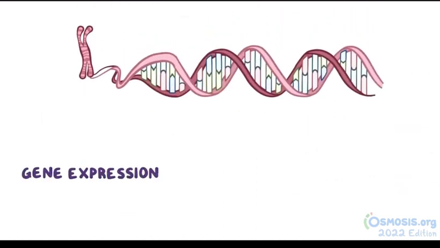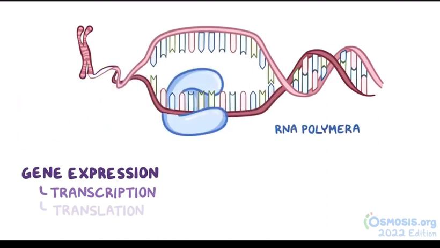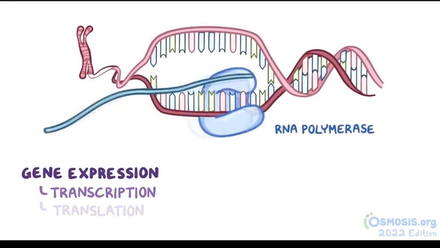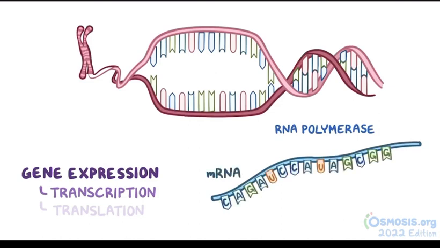Gene expression, on the other hand, is the process of decoding the information stored in the DNA in order for the cell to make proteins. And it includes transcription and translation. Transcription is where RNA polymerase copies the nucleotide sequence of the gene and creates a messenger RNA molecule, or mRNA, that has the same sequence, with one tweak. It has uracil nucleotides, or U, instead of thymine.